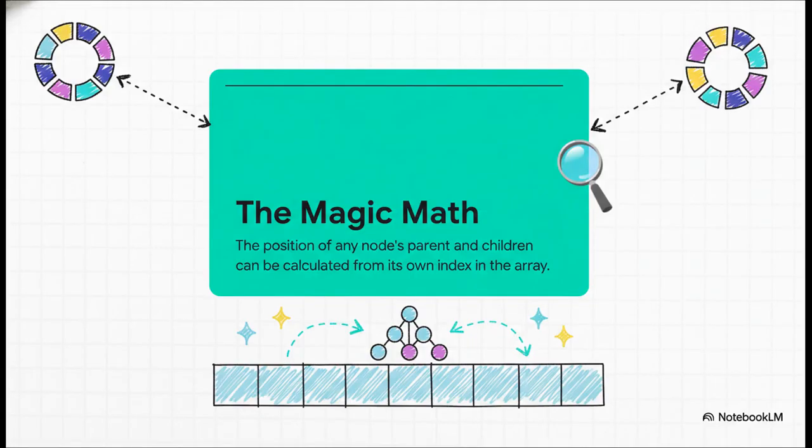Okay, this is where it gets absolutely brilliant. Because we stored everything in that precise, level-by-level order, we don't actually have to remember the connections between the nodes anymore. We can just calculate them. On the fly, a computer can find any node's parent or kids just by doing some ridiculously simple math on its position, its index, in that array.